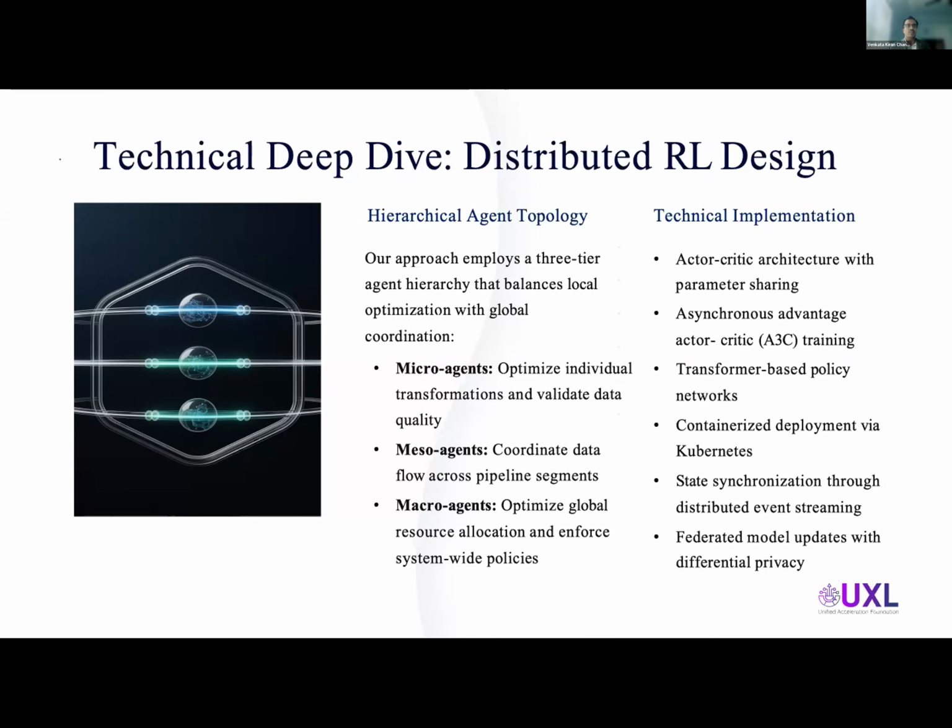This ensures portability across cloud, on-prem, and hybrid environments. We use distributed event streaming, like Kafka or RabbitMQ, for real-time synchronization of agent states. Federated model updates with differential privacy allow us to update policies without leaking sensitive enterprise data. So this combination makes the system both scalable and secure.